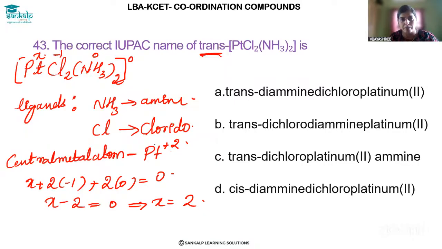Ligands should be named alphabetically. So we have to name amine ligand first. How many amine ligands are there? Two amine ligands are there. So we say diamine.